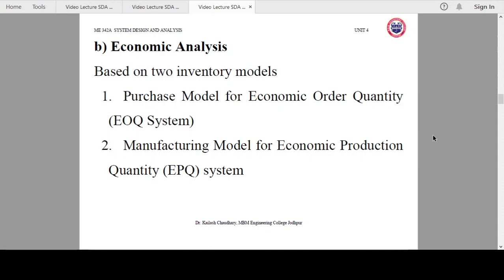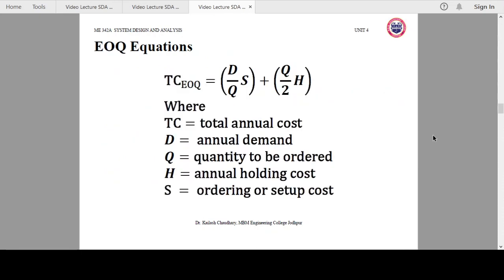Then comes the economic analysis. It is based on two inventory models: the economic order quantity system and the economic production quantity system. The first model is to purchase the products, while the second model is to manufacture the products. We'll see how they work for economic analysis.